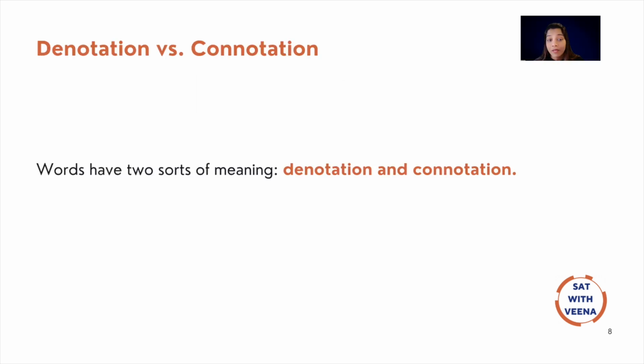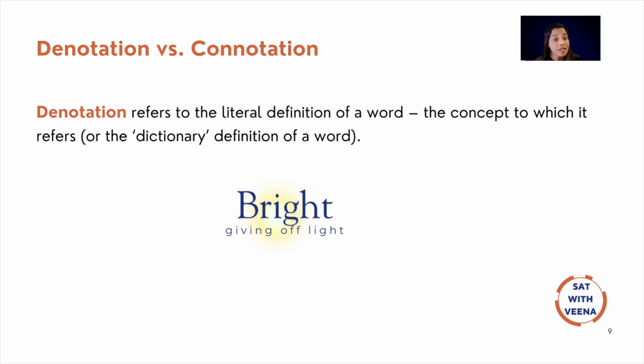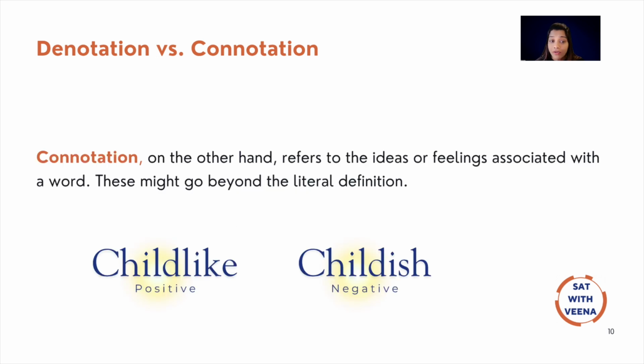Now, here is a very important concept. Words have 2 types of meanings, denotation and connotation. Denotation simply means the literal dictionary definition of a word. For example, bright means giving off light. But connotation refers to the emotional or cultural associations connected to the word. For example, childlike and childish both relate to children, but childlike has a positive connotation while childish has a negative connotation. On the SAT, choosing the correct word often depends on matching the tone of the sentence.